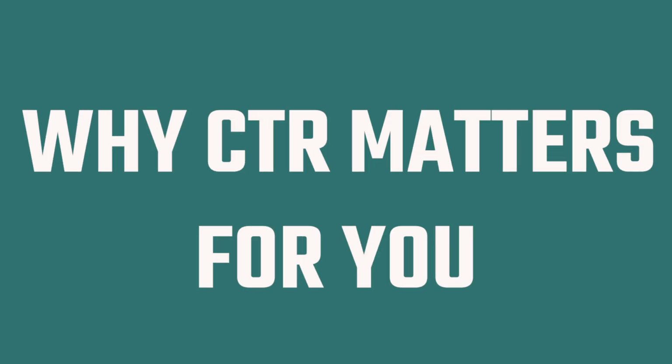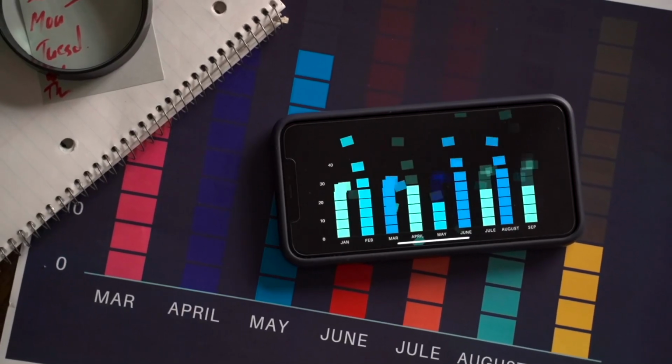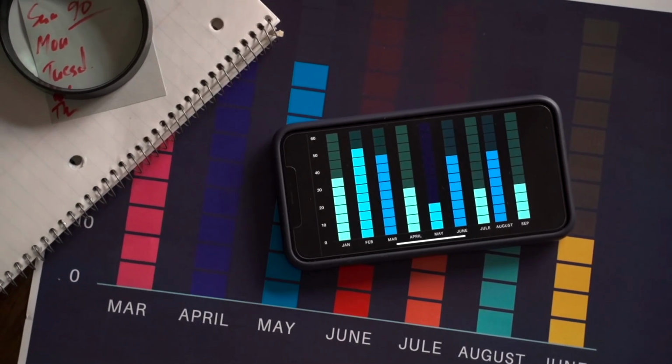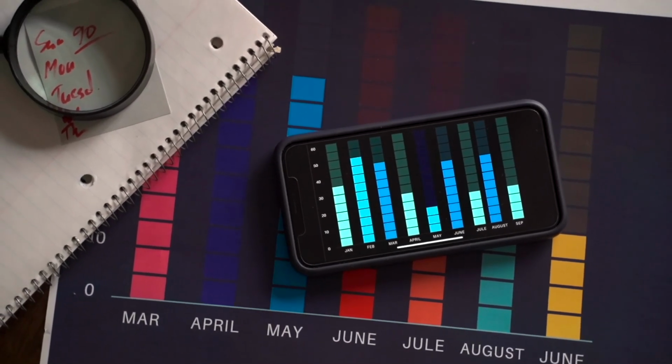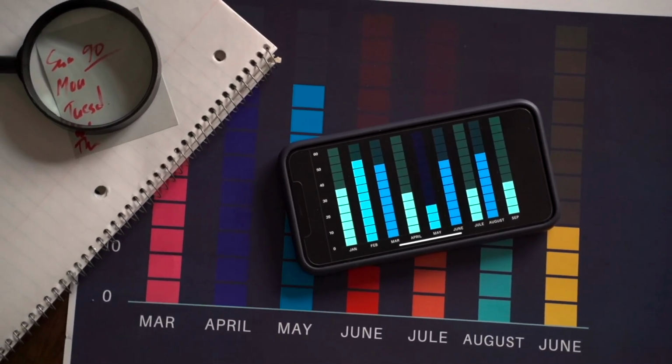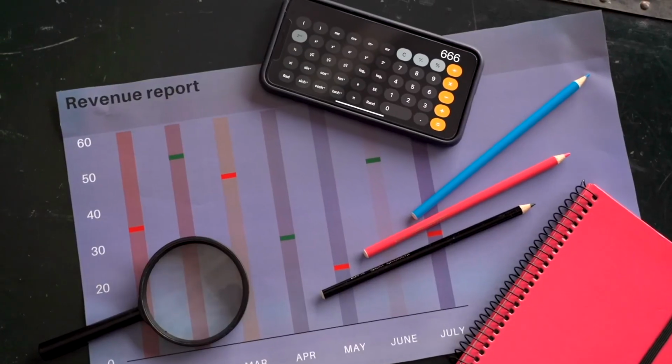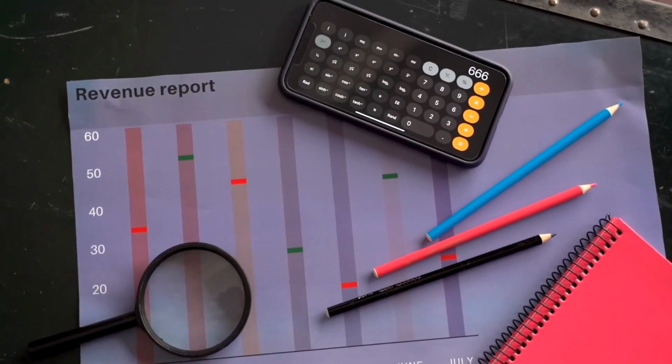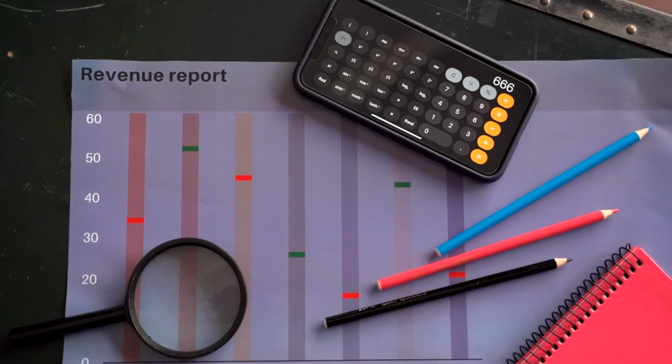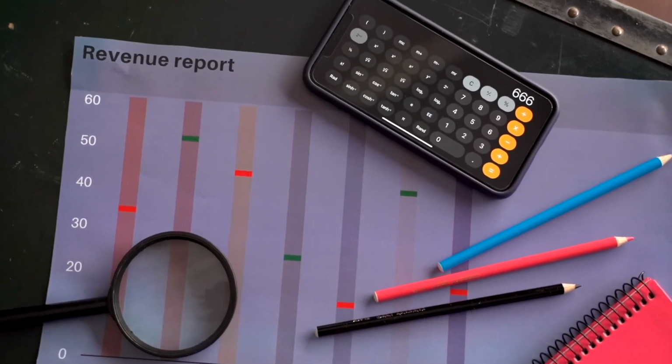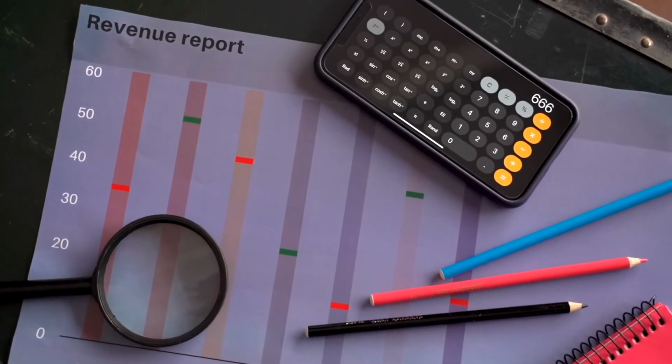Why CTR matters for you? A high CTR is a good sign. It means your ad is grabbing attention and getting people interested in what you are offering. For advertisers, a high CTR shows their ad is reaching the right audience and effectively converting viewers into potential customers.